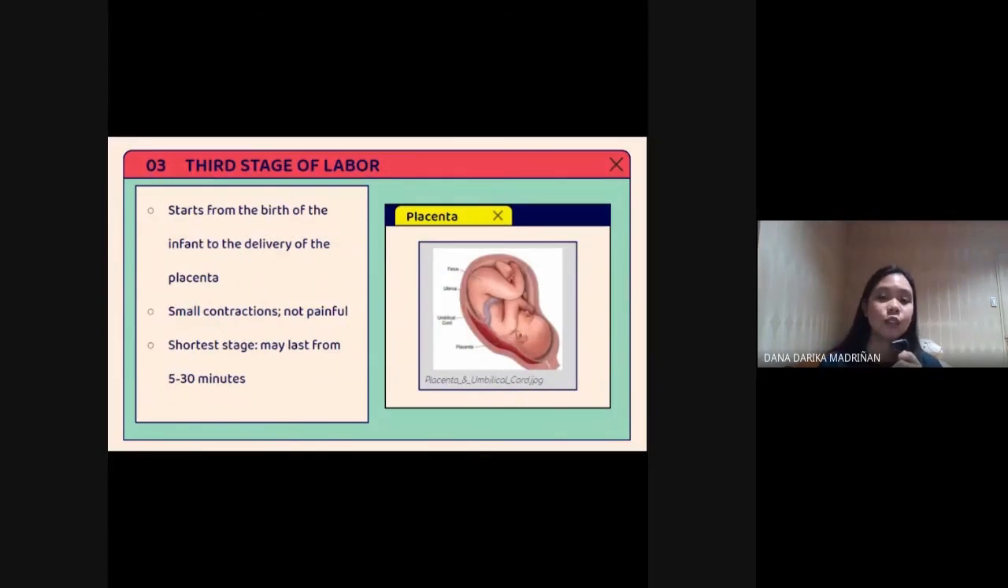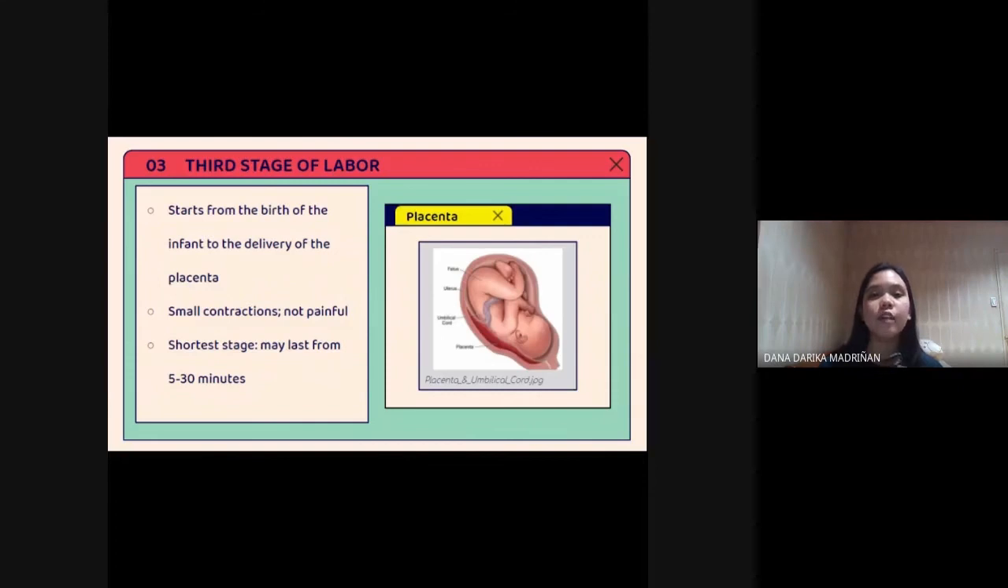And now let's go to the last stage. The third and the last stage po ng labor is also called the placental stage because it is the stage wherein the placenta is delivered po. Ang placenta naman po ay isang temporary organ during pregnancy. This transfers and provides oxygen and nutrients po from the mother to the baby through the umbilical cord po.